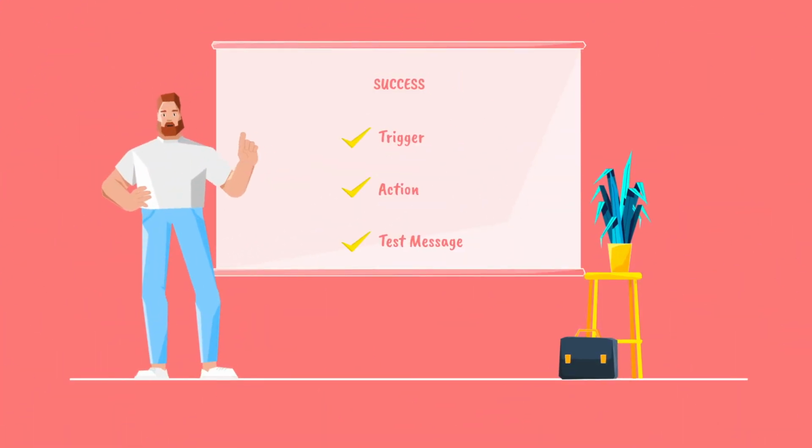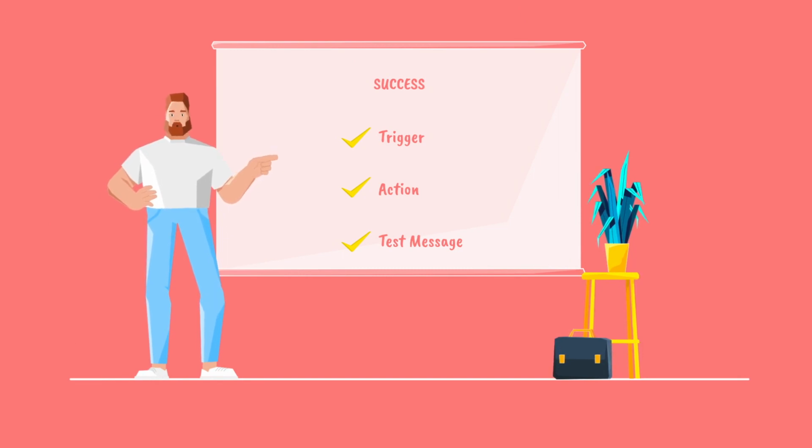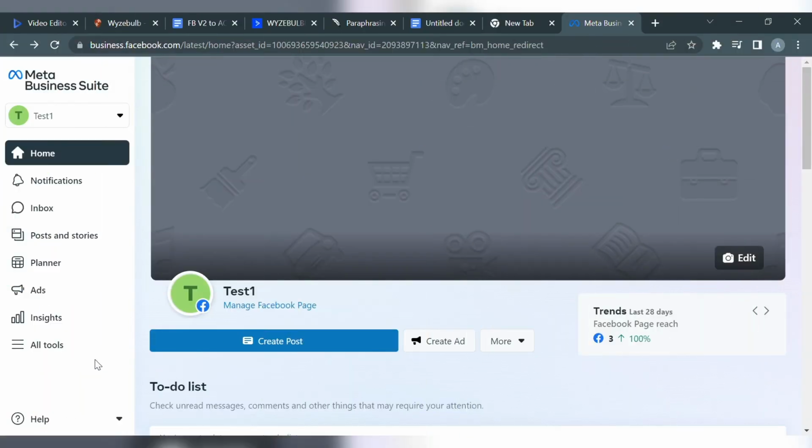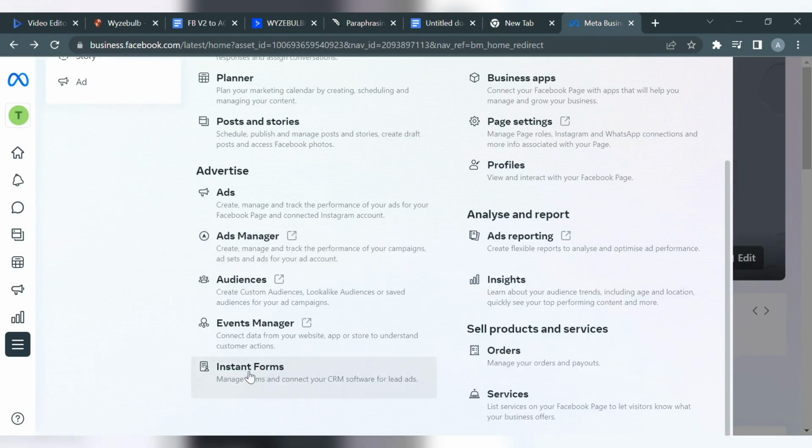Great. Now you have trigger and action part complete, and test message is received. Now, you have the automated workflow. Trigger and action part are complete. Let's confirm our automated workflow.